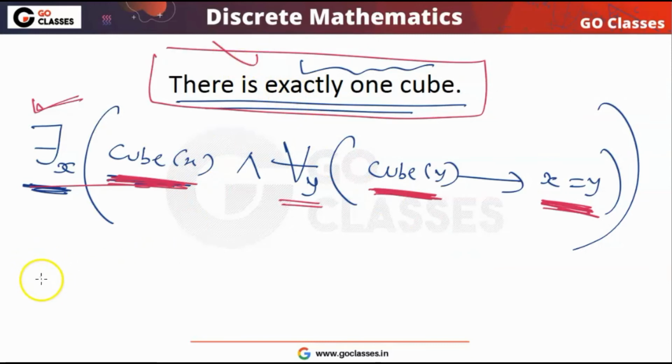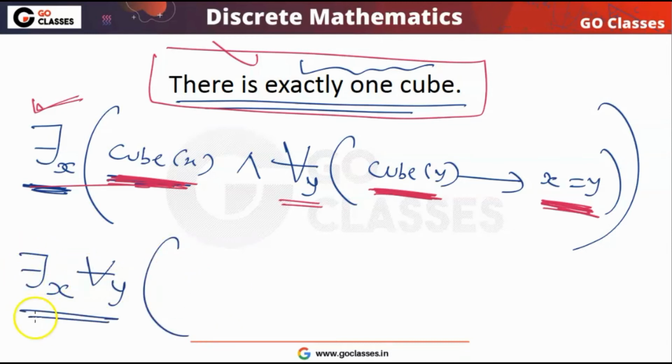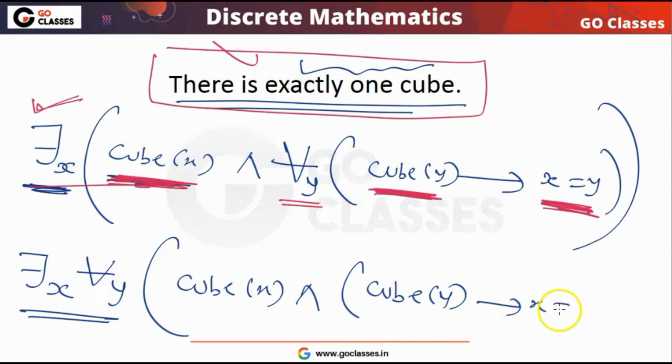This same expression we can also write like this: there exists x for all y. This x must be a cube, and if y is a cube, then y must be the same as x. So this is another way to write it. Both are the same, both are correct, both are equivalent. Both are saying the same thing.